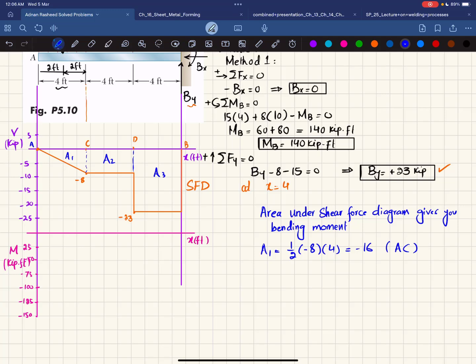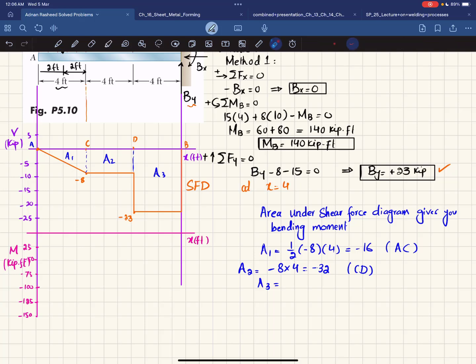Now we will find A2, and A2 will be equal to how much? You can see this is a rectangle. So height is minus 8 and width is 4 feet. So minus 8 multiplied by 4 is equal to minus 32. And this is for region C to D. The third thing we will find is A3. So A3 is again a rectangle.